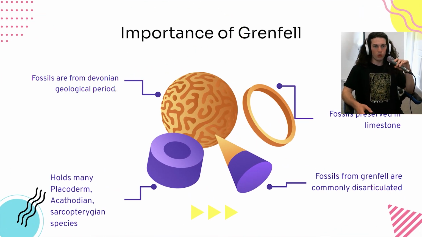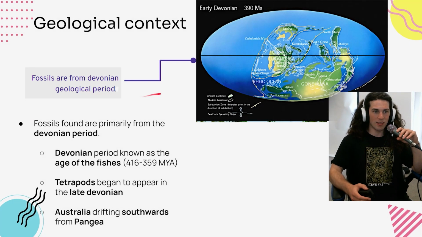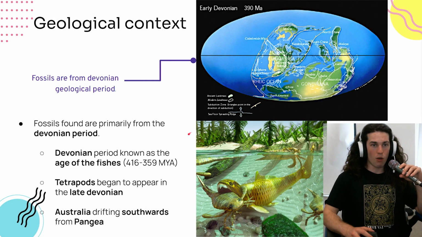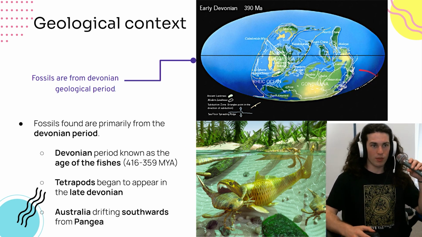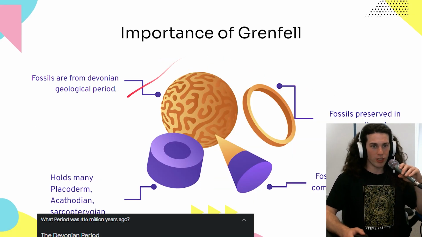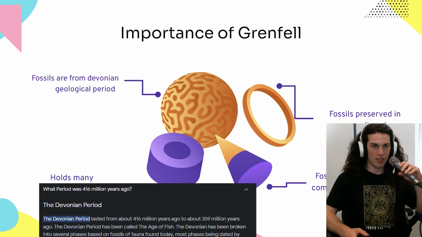The geological importance of this period is that Australia was connected to many bodies including China. However, we were slowly separated and moving southwards. Fossils from the site are from the Devonian period, so 416 to 359 million years ago.